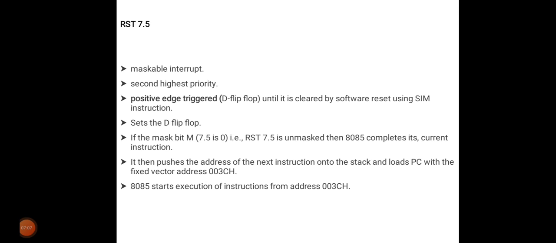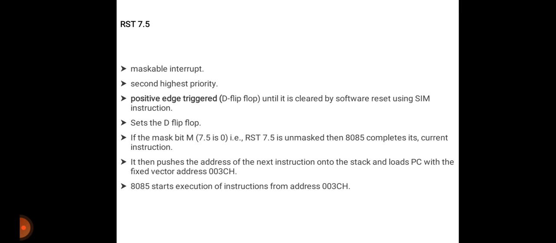The next one is RST 7.5. RST 7.5 is a maskable interrupt. It has the second highest priority in the figure. As you can see, it is positive edge triggered, and the positive edge is stored internally by the D flip-flop until it is cleared by a software reset using the SIM instruction or by an internally generated acknowledge signal.